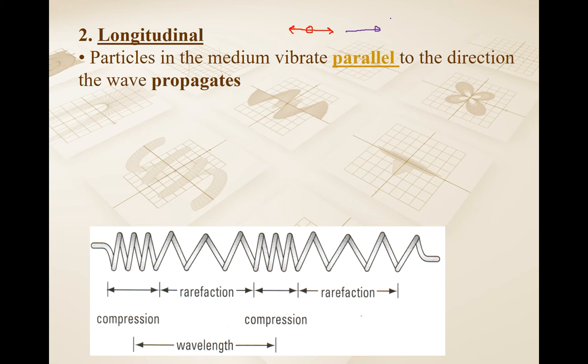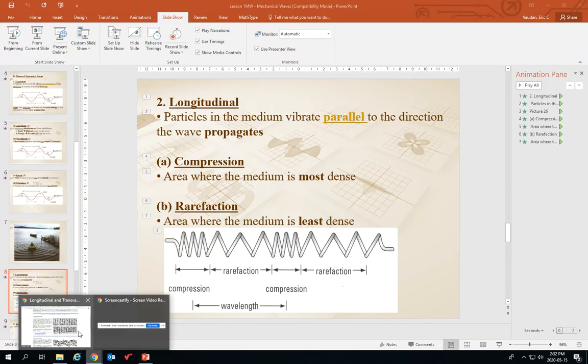Now we're going to have to look at a longitudinal wave a little bit differently. In a longitudinal wave, what you're going to see is regions where the particles are very dense and regions where the particles are a bit more separated. So again, let's go back to the animation.